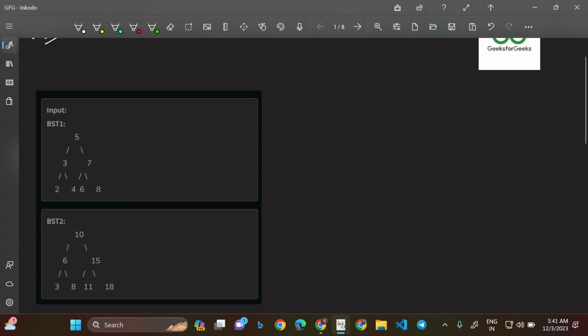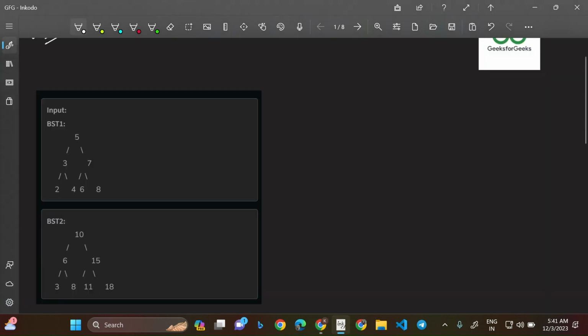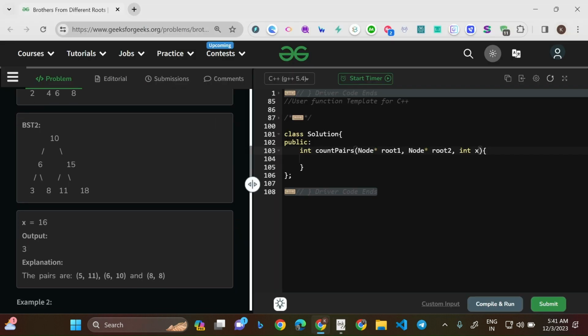So this is the example that has been given. 5, 3, 7, 2, 4, 6, 8 and 10, 6, 15, 3, 8, 11, 18. These are two BSTs, and in this case, you can see X is 16. So X is actually equal to 16, and what is the output they have given? 3. So let us see that.